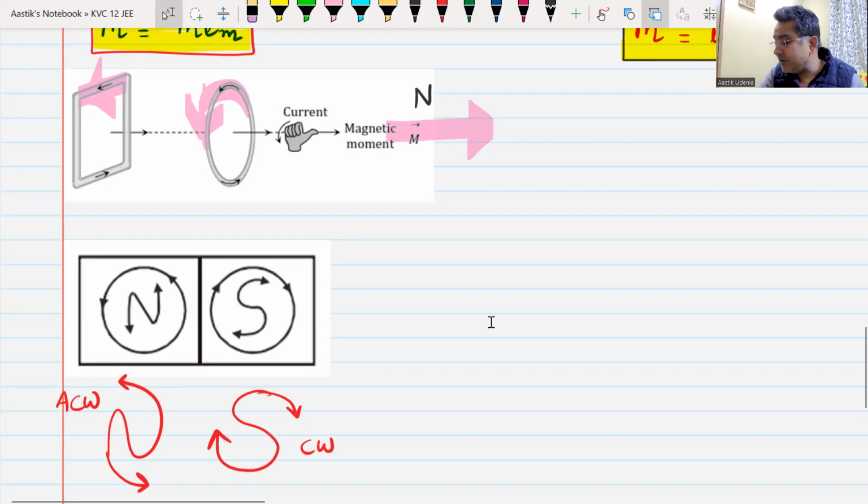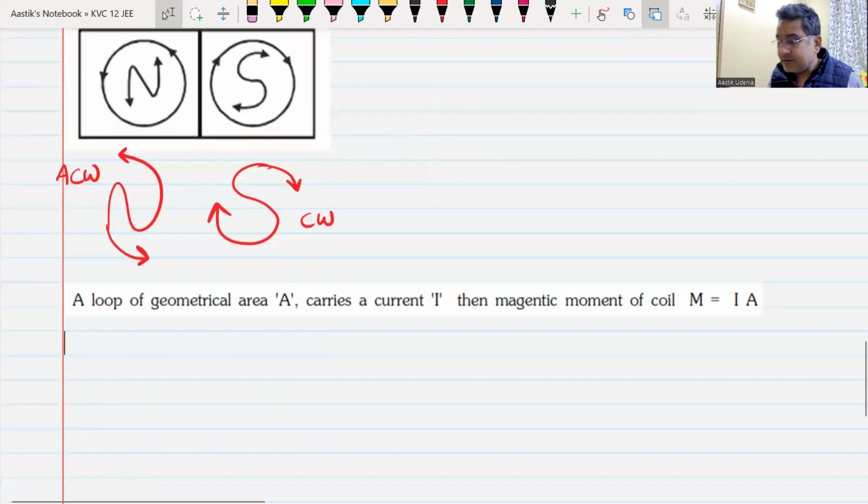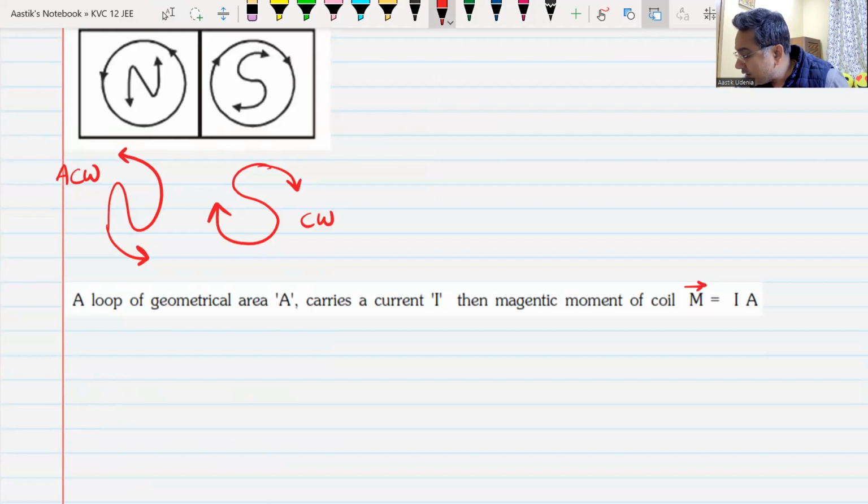So this is one other way in which you can understand the same thing. Wherever there is north pole, the magnetic dipole moment is directed from south towards north. If the coil has one loop, then the magnetic dipole moment m vector would be given by I into a vector, where a is the direction of the area vector. I have told you that if there are n turns, then the magnetic dipole moment will become n times IA.